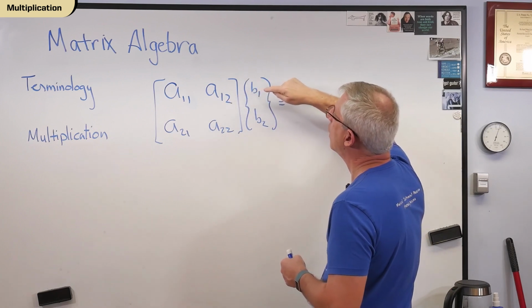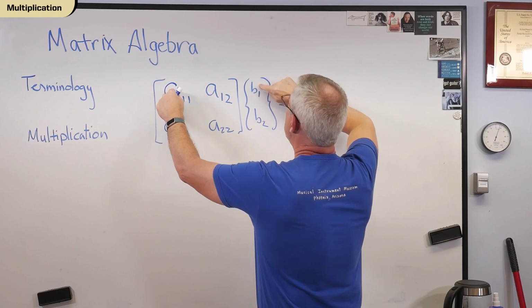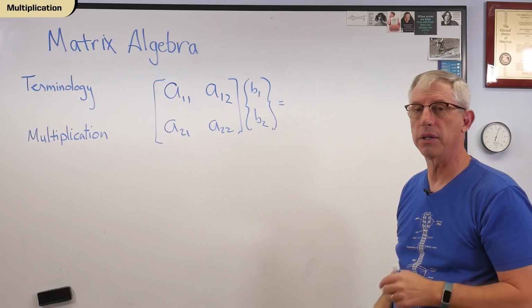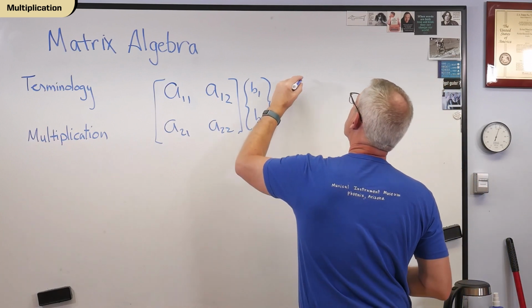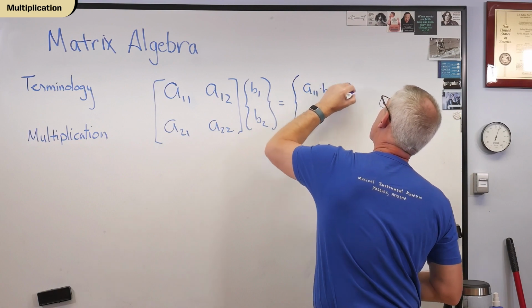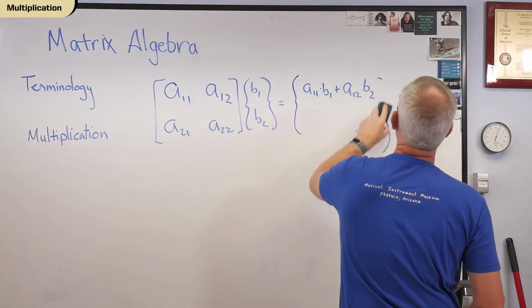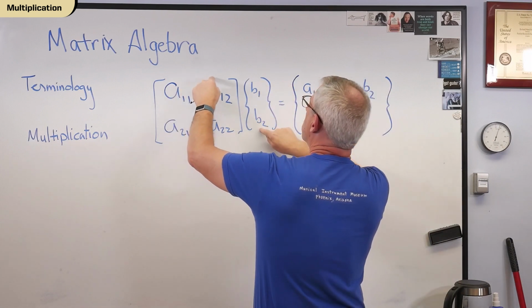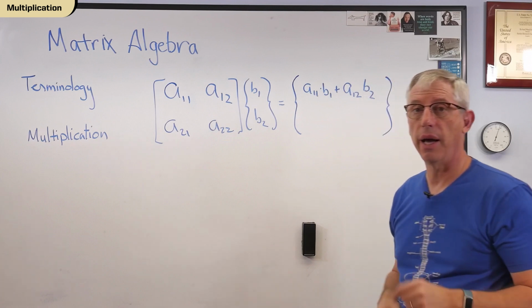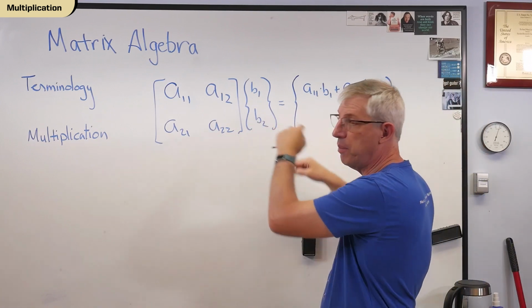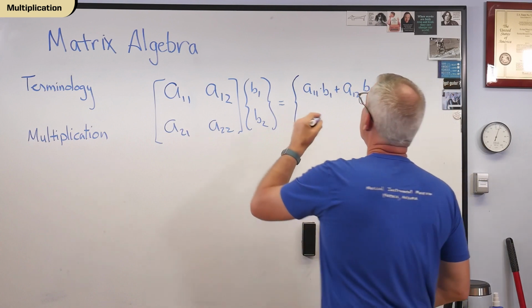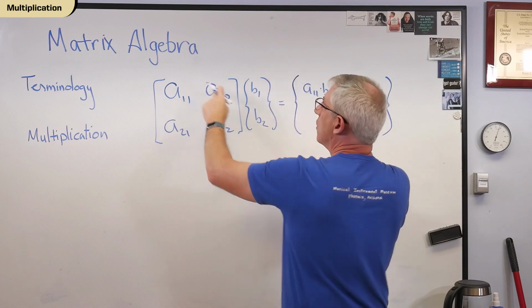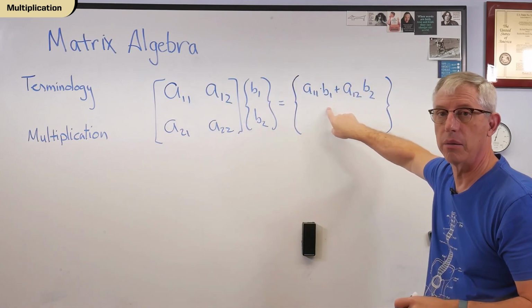So for this problem, I'm going to multiply A1 times B1 plus A2 times B2, and that will go right here. So let me write this out, and you'll see the pattern here. There. So A11 times B1 plus A12 times B2. If I had more columns and more rows here, the pattern would just keep going. So for this one, I'm multiplying the first row of the matrix by the first column of the vector to get the first column of the product.